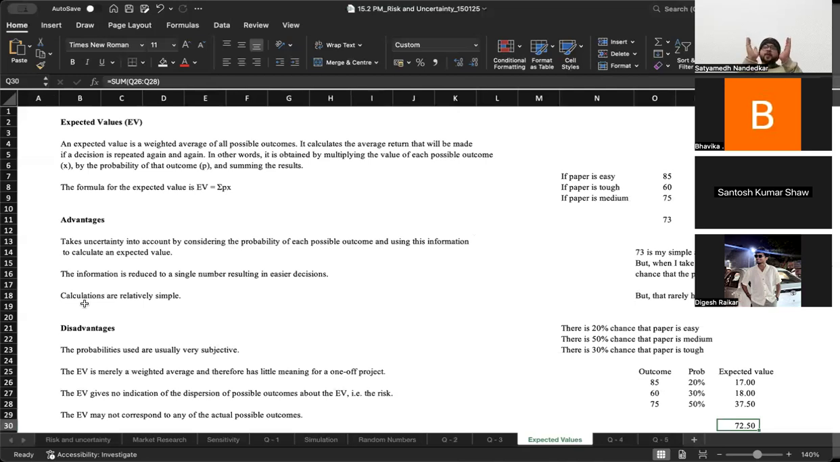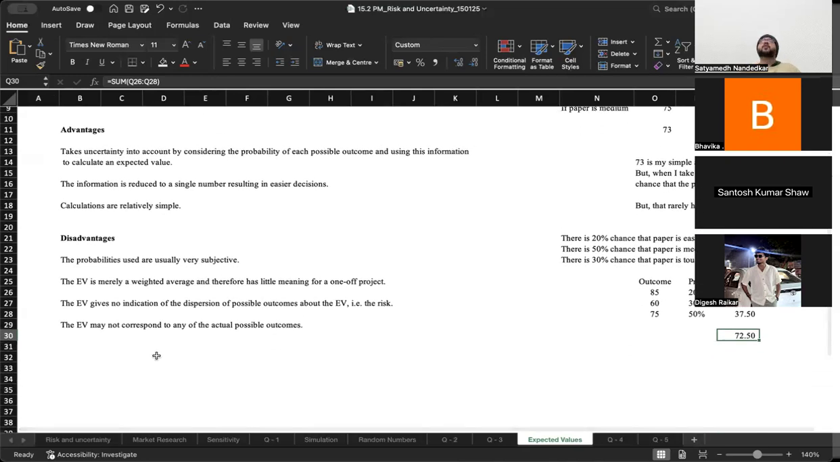But एक आपको सिंगल वैल्यू मिलेगा कि हाँ यार, भाविका will get me a score of 72.5, but it will never give you the exact number. This is an expected number calculated using different probability numbers. ये आपको exact number नहीं बताएगा. Calculations are simple is an advantage.